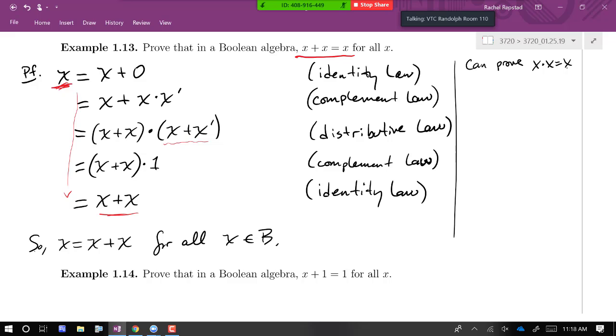This statement here, we call it the dual of this one. You get that statement simply by transposing plus and times, and transposing ones and zeros. So if you were to prove this, the first thing I would do is rewrite x as x times 1 instead of x plus 0. Then I'd rewrite 1 as x plus x complement, and use the distributive property for multiplication over addition. So you can construct the same argument when you're proving a dual.